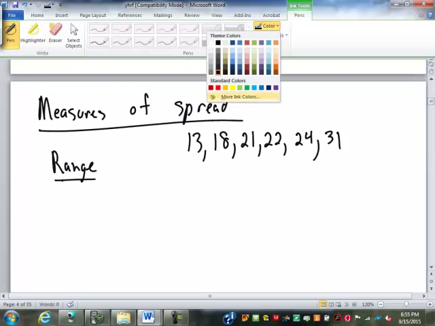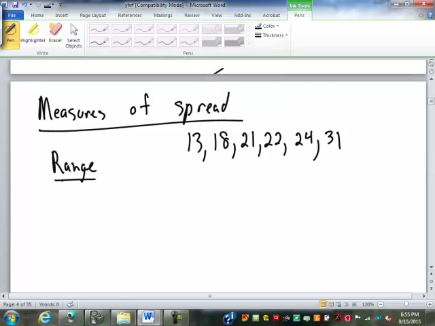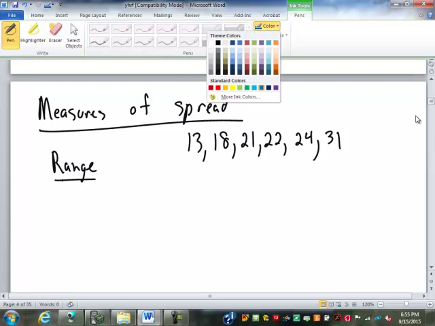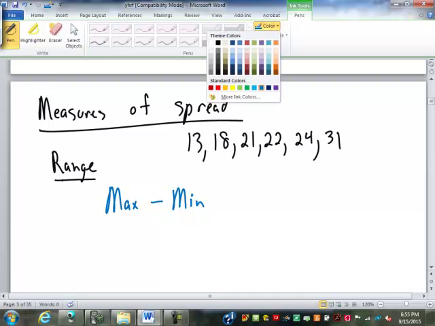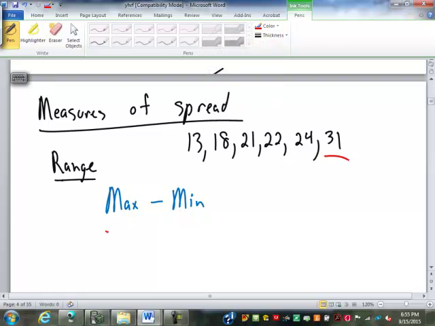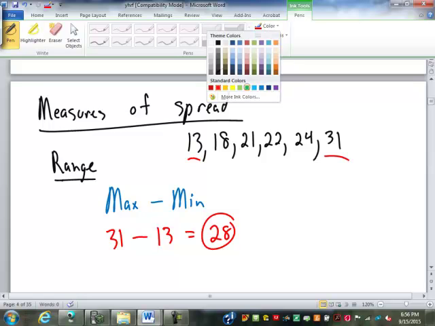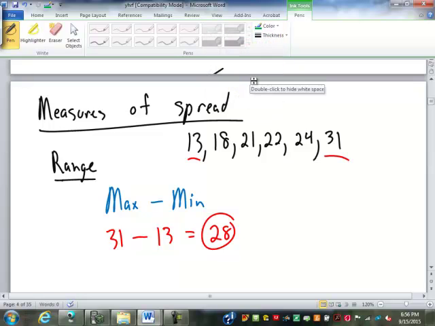So the range is nothing more than that largest number, which we call the maximum, minus that smaller number, which we call the minimum. So for this set of data, a maximum of 31 minus a minimum of 13 gives us a range of 28. Pretty quick and simple. The problem is I can create another set of data with the same range with a much different spread.